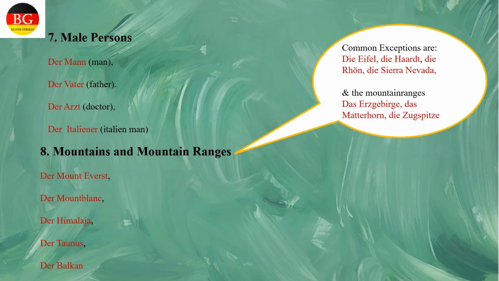All mountains and mountain ranges are also masculine in form. Der Mount Everest, der Mont Blanc, der Himalaya, der Taunus, der Balkan, and some common exceptions for this are die Eifel, der Harz, die Rhone, die Sierra Nevada. Exceptions for mountain ranges: das Erzgebirge, das Matterhorn, die Zugspitze.